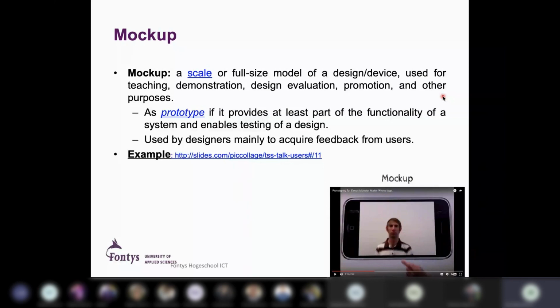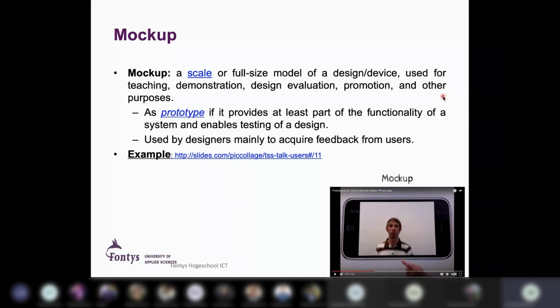It's used for teaching, demonstration, design evaluation, promotion, and other purposes. And even presentation software like PowerPoint is actually one of the underrated tools. A lot of people think it's just for presentation, but if you're very familiar with all the features and effects in PowerPoint, you can create a very nice prototype in PowerPoint. And it all depends also on your taste and your goals, as I said before.